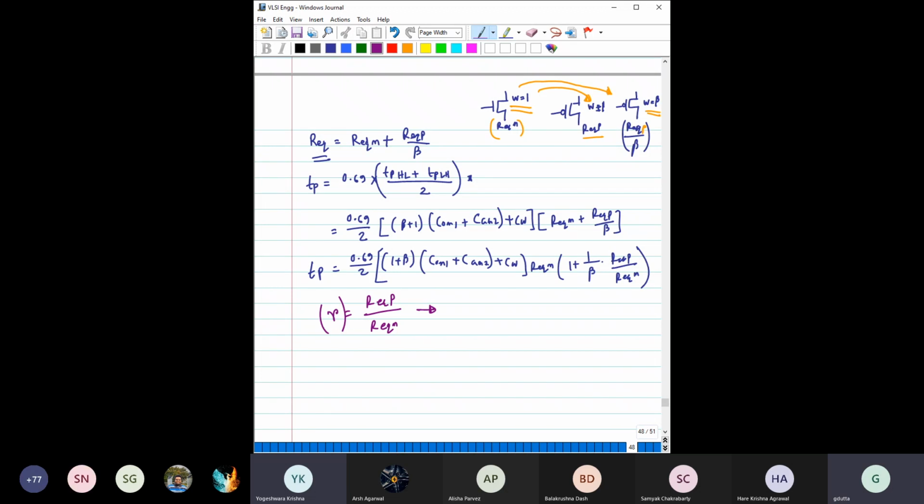WN by WP. Huh? WN by WP. Is it correct? Because how have we defined R equivalent P here? If the resistance is equivalent P, what is the width of the transistor? 1. Then is it correct, what you said? R equivalent P by R equivalent N would be equal to one. It is basically 1, right?